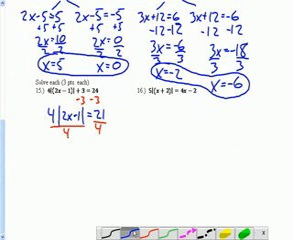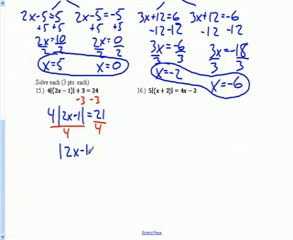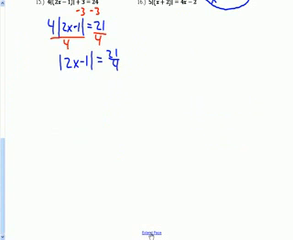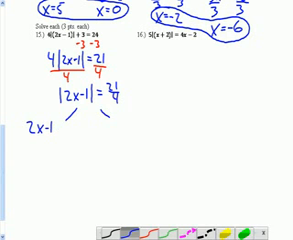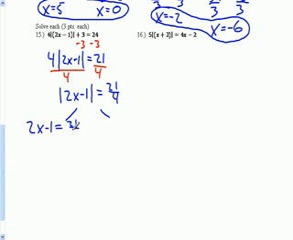To undo multiplication, I have to divide by the 4. So that's going to leave me with the absolute value of 2x minus 1 equals 21 over 4. Now the absolute value is by itself. So once we have the absolute value by itself like this, I'm going to split it up into two equations. So I'm going to use 2x minus 1 equals 21 over 4, and I'm going to do 2x minus 1 equals the opposite of that, so negative 21 over 4.